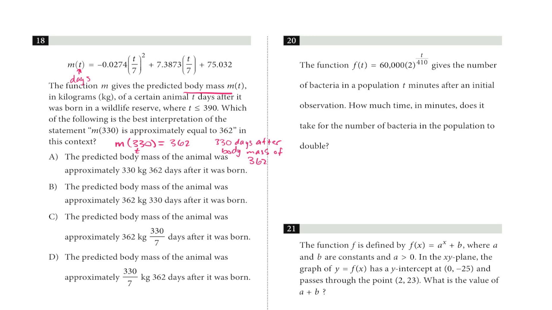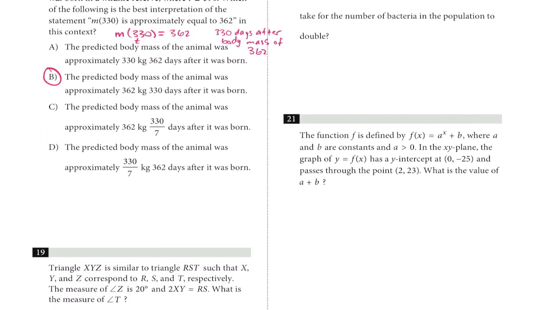So I'm looking at B. The predicted body mass of the animal was approximately 362 kilograms 330 days after it was born. Boom, that's exactly what we're looking for. So the answer is B. So we don't have to look at all these other answers.